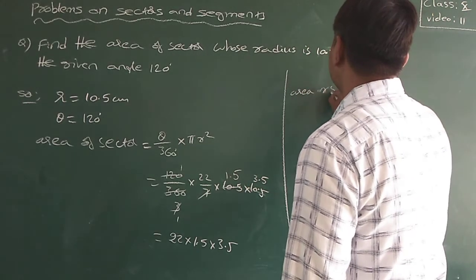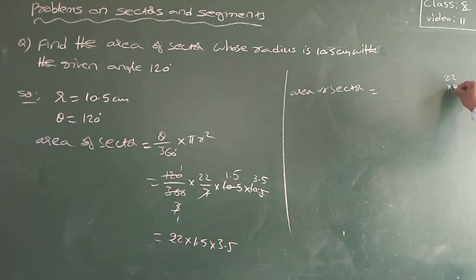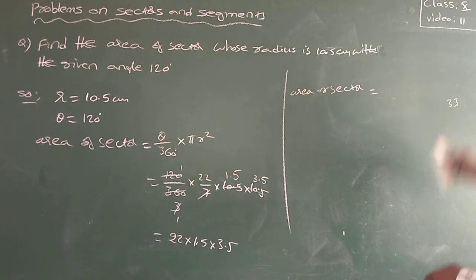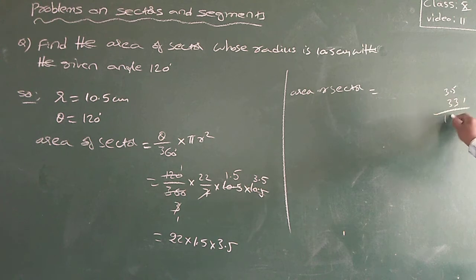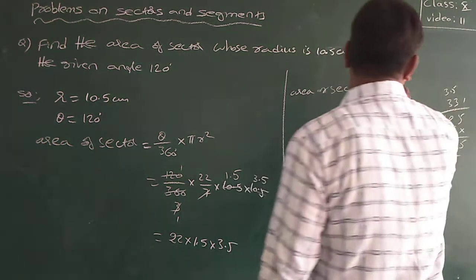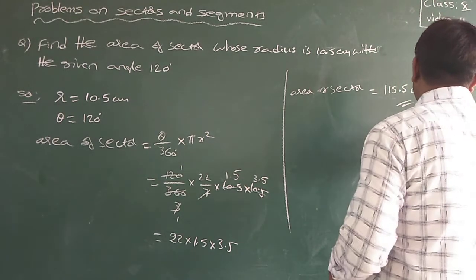Area of sector is equal to 22 into 15: 15 2s are 30, 15 2s are 30 plus 3 is 33. What is it after the point? So 33 it is. Next, 33 multiplied with 3.5: 3 5s are 15, 3 3s are 9 plus 1 is 10. One digit after the point. So that is equal to 115.5 centimeter square. Once again check the calculation, sir.